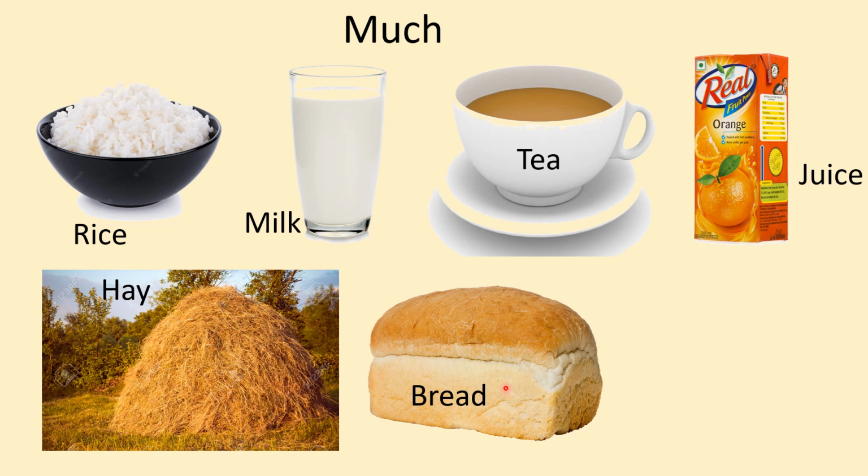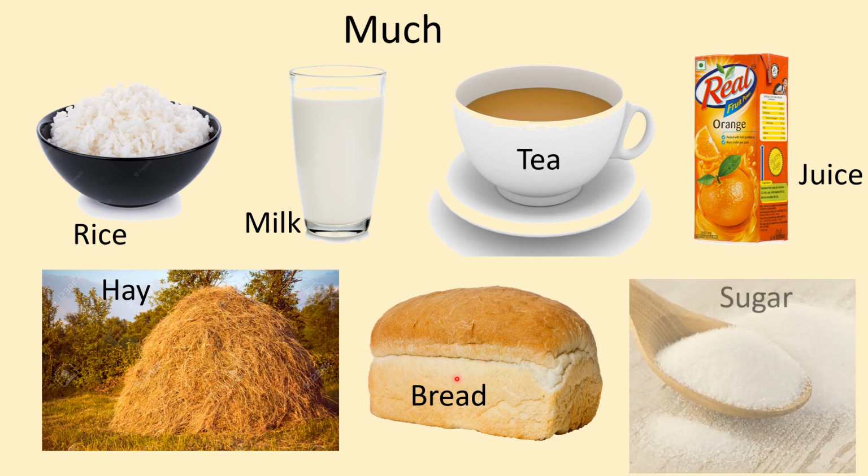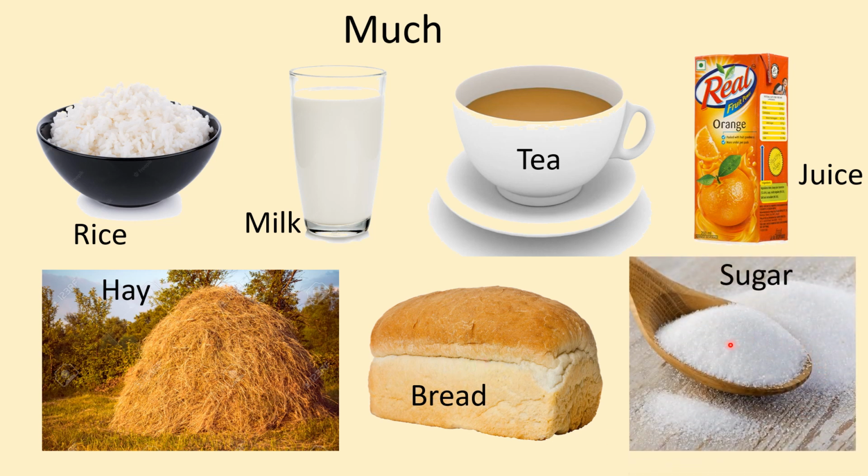Bread. We can count the number of breads, but we cannot count this bread. It is in a singular form. So you use the word much. How much bread do you want to eat? Sugar. Sugar is also something you cannot count. So you use the word much. How much sugar is in this spoon?